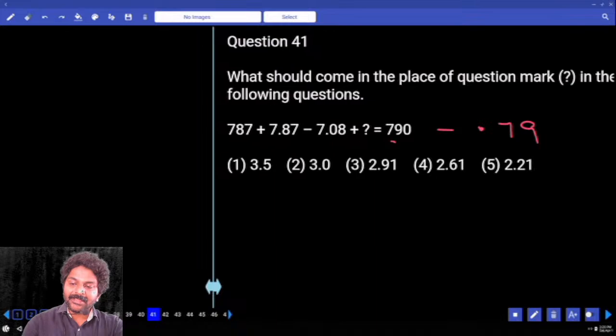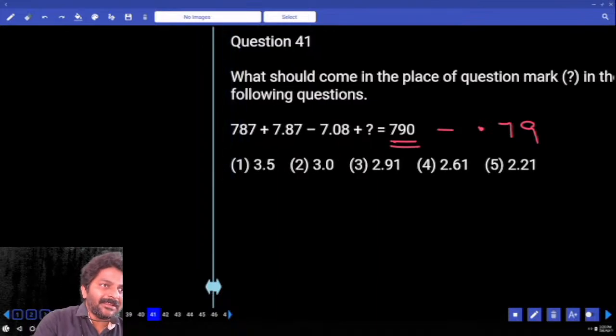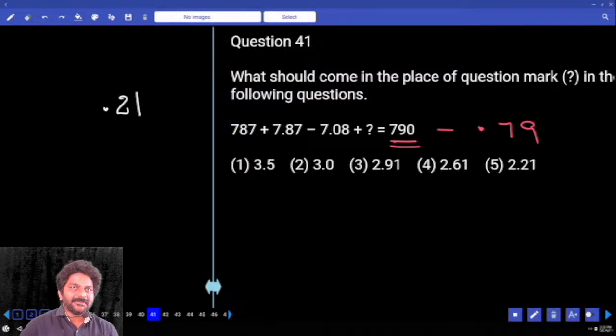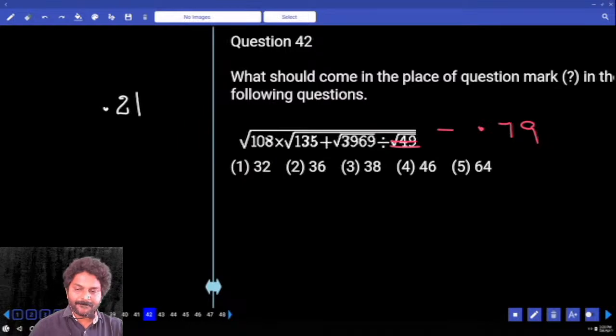Correct. That should be subtracted from integer, right? From integer, if you subtract 0.79, your answer must end with 0.21. There is only one, fifth option. Over.